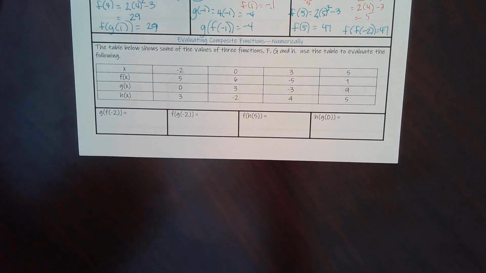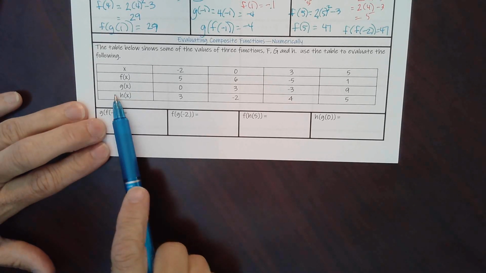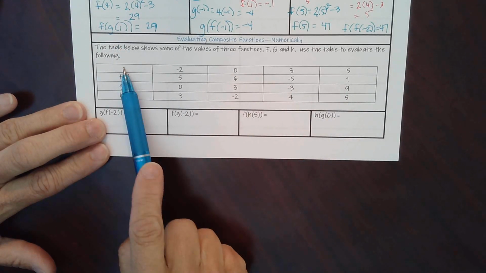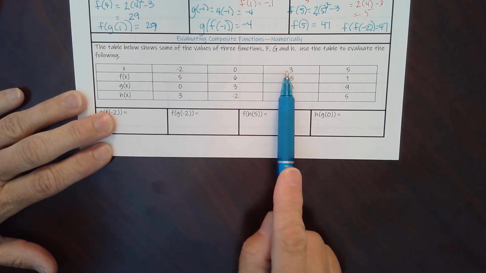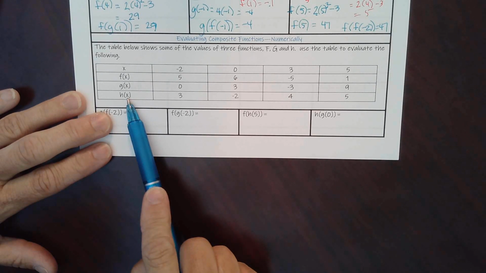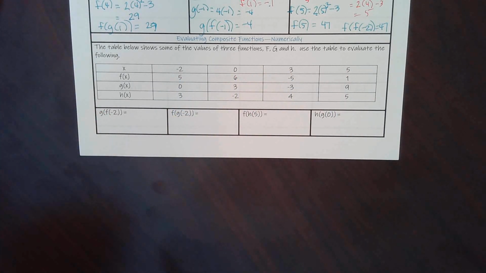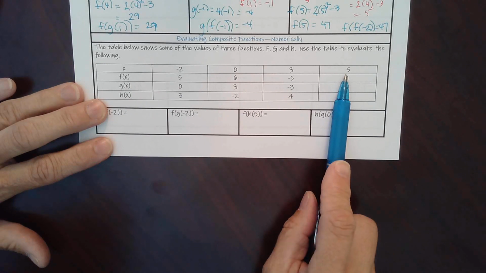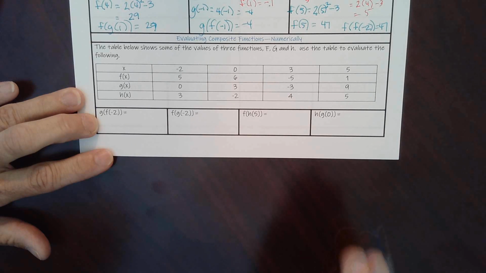All right, so now let's look at this from a numerical perspective. So let's say you have a table of values. You have a table of values that include x values of negative 2, 0, 3, and 5. And we have 3 different functions, and the result of these three different functions evaluated at each of these x values. So being able to read a table of values is a very useful tool and a very important tool.